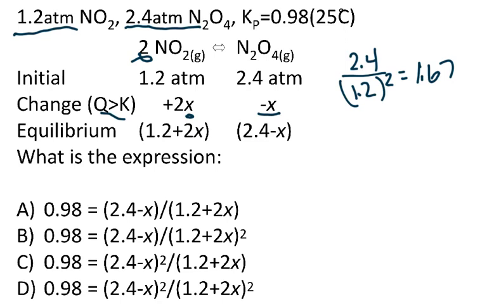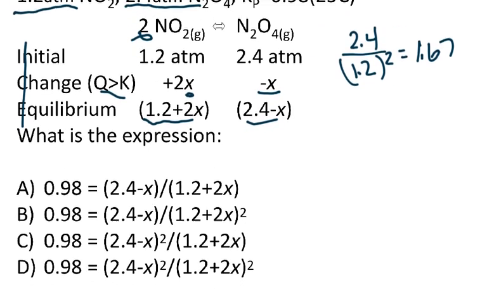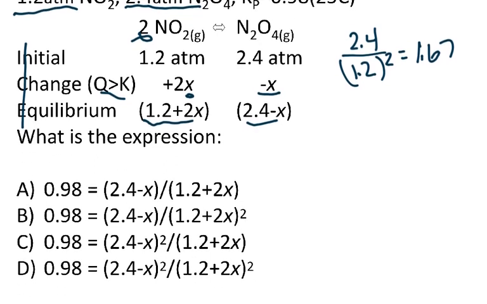So at equilibrium, remember for our equilibrium, this is just a nice table. At equilibrium, we're just adding together our initial and our change. So at equilibrium, our reactants are represented by 1.2 plus 2x. Our products are represented by 2.4 minus x. Then we can just plug those in to our equilibrium expression.